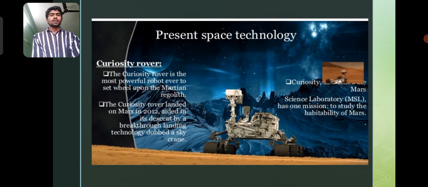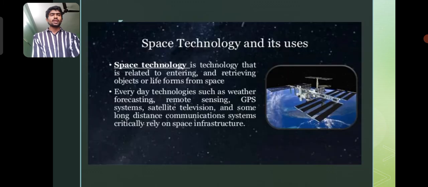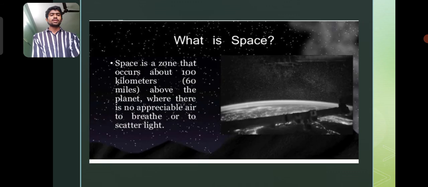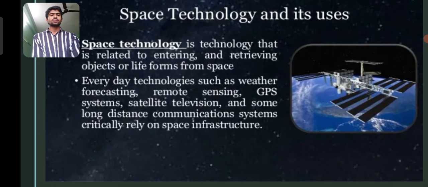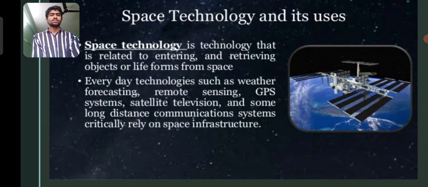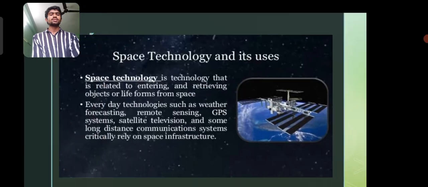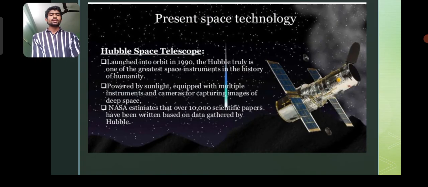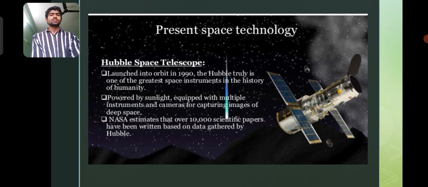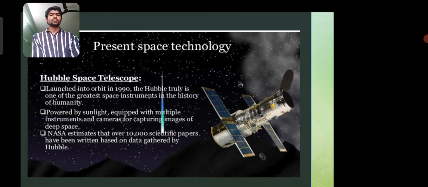The present, future and past technologies are explained by information technology. Most of the space technology uses information technology for weather forecasting, remote sensing, GPS systems, satellite television, and some long distance communication. And the present space technologies, like the Hubble space technologies, are provided in the present.